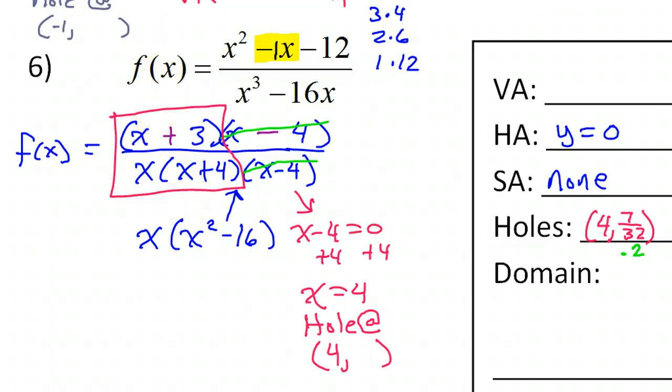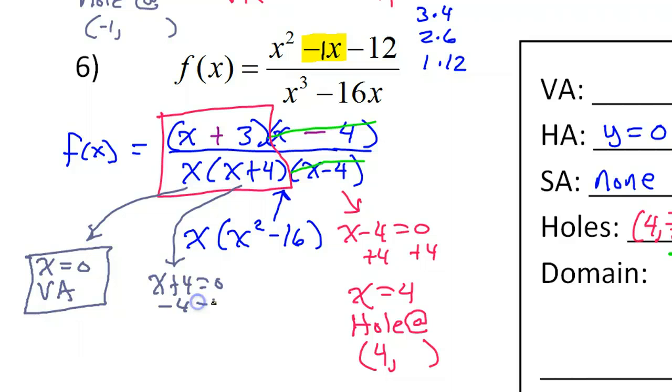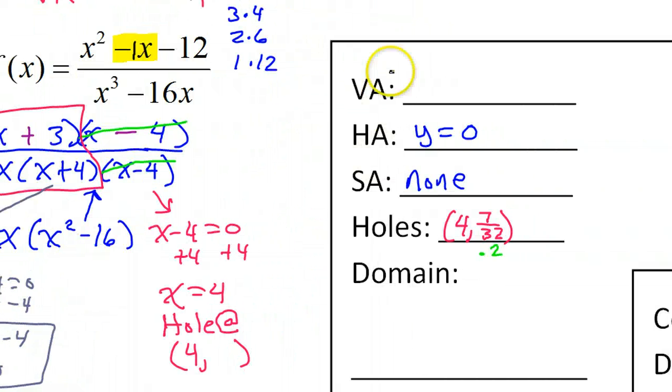Now these other things, the x and the x plus 4, are going to give me vertical asymptotes. If I set them equal to 0, I have x equals 0, so that's a vertical asymptote right there. And if I set x plus 4 equal to 0 and subtract, I get x equals negative 4. So I do have two vertical asymptotes, at 0 and negative 4.